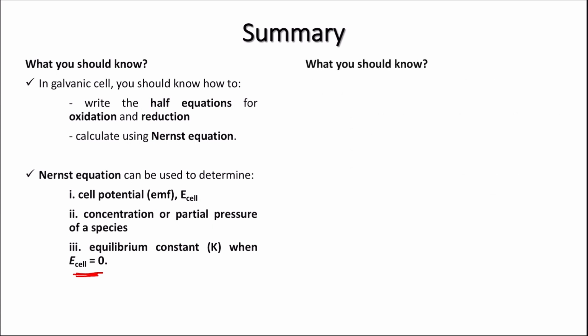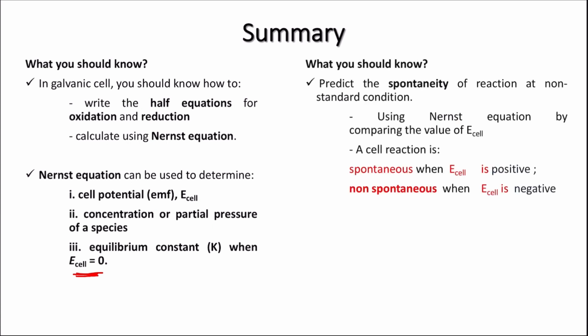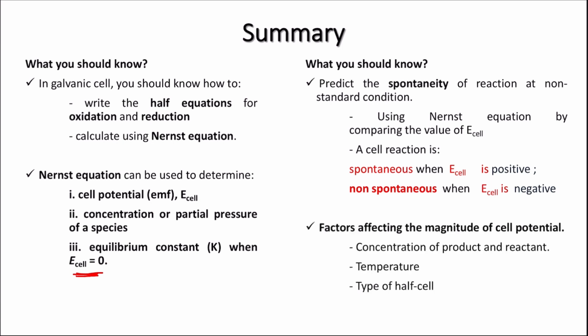Next, kita juga belajar cara nak predict the spontaneity, sama ada cell reaction awak spontaneous ataupun non-spontaneous based on value of E cell. And last part adalah factors affecting the magnitude of cell potential. Ada 3, concentration, temperature dan juga type of half cell.